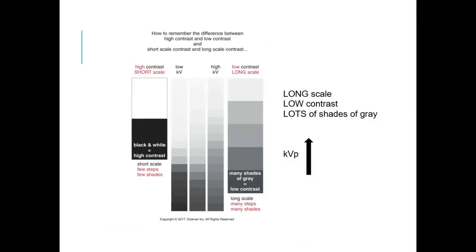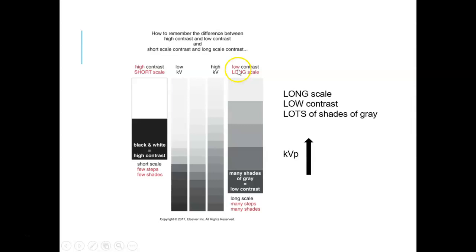Okay. So how to remember the difference between high contrast and low contrast, and short scale contrast and long scale contrast. High contrast, short scale, black and white. Think that they're highly contrasting. I don't know if that's a word. Very different. Black is totally different from white. High contrast. And think of it as short scale because there's only two, black and white. We're kind of simplifying, but that's one way you can think about it. Short scale, few steps, few shades. Low KVP is a result because they get through pretty well and then they just can't get through anymore. So you end up with a very short scale and very high contrast.